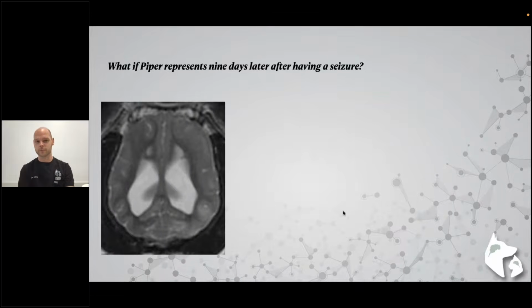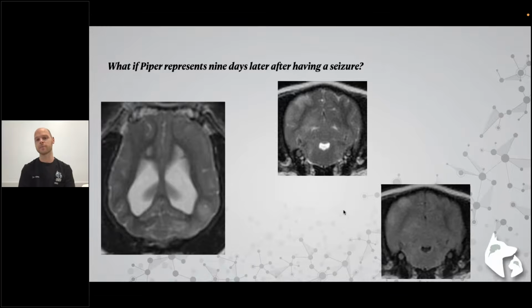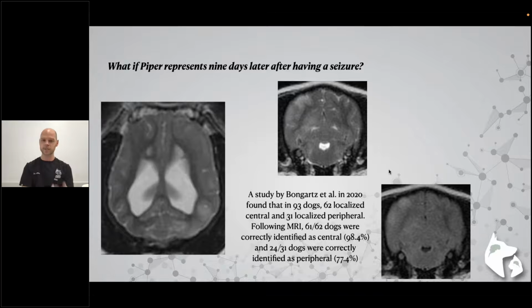So Piper ended up having autoimmune encephalitis, and she ended up having central vestibular disease, and it had progressed and ended up in her forebrain as well. So she kind of had a multifocal localization there. The reason that I bring this one up is because of this study that came out in 2020.